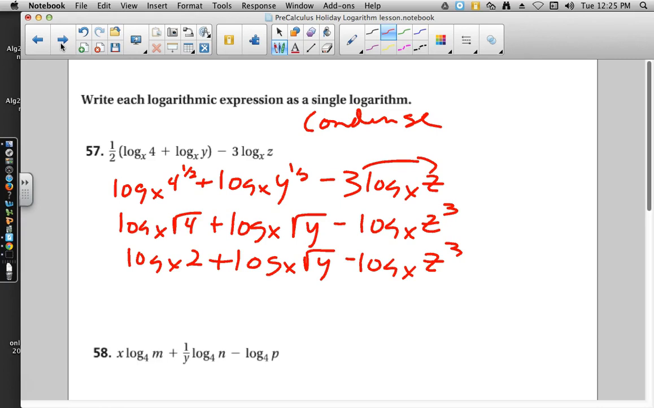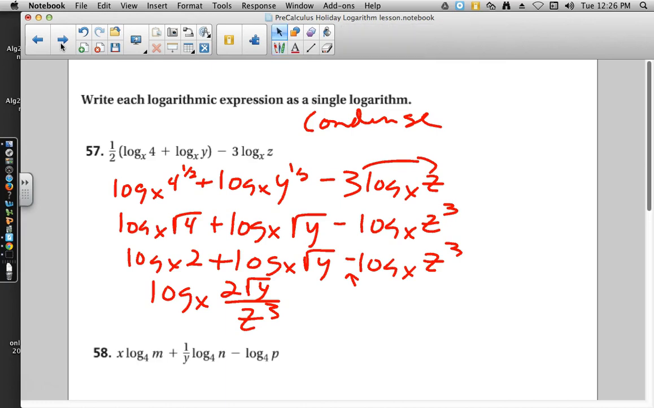So what we need to do now is recognize that addition is multiplication. So this is logarithm base x of 2 times the square root of y, so 2 square roots of y. But then subtraction is division. And again, at the end, what I'll usually do is take a peek and say, is there anything in that fraction that I could go ahead and simplify? There isn't in this case. There's nothing that we could simplify for number 57.